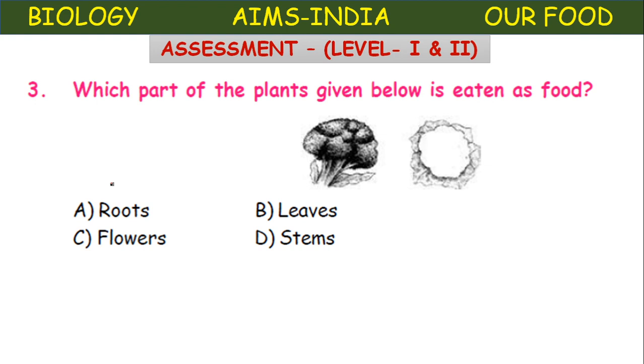Which part of the plants given below is eaten as food? So here the broccoli and cabbage is given. Which part we eat? Roots, leaves, flowers, stem. It is the flowers.